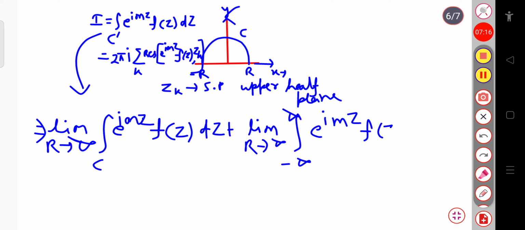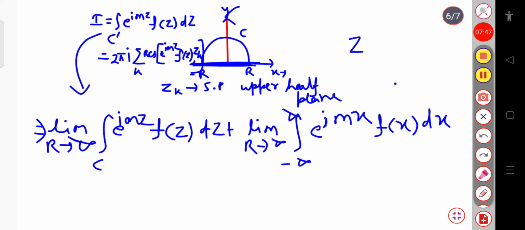Here you can see that when it varies from plus r to minus r, the y component is absent. So I can replace exponential imz with exponential imx, f of z with f of x, and dz with dx. So this will be exponential imx f of x dx. Since your y component is 0, you can write z as x plus iy, and since y is absent, you can replace z in terms of x. This is our integration I1.